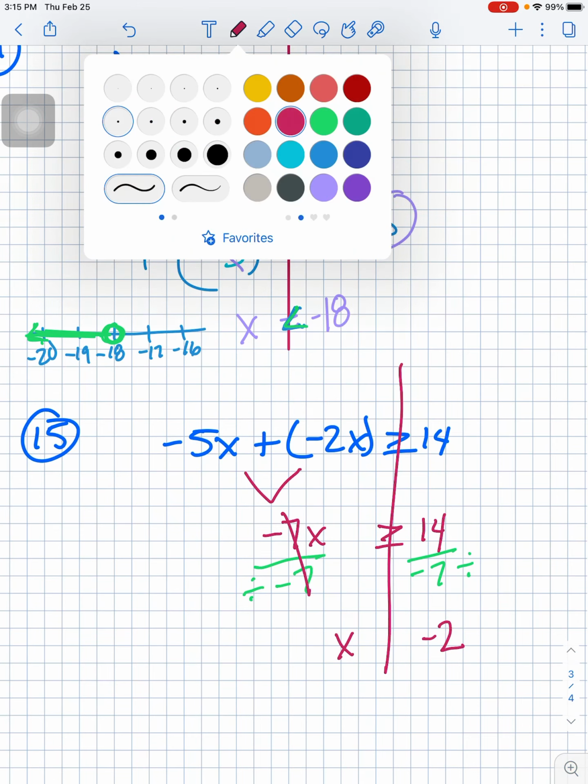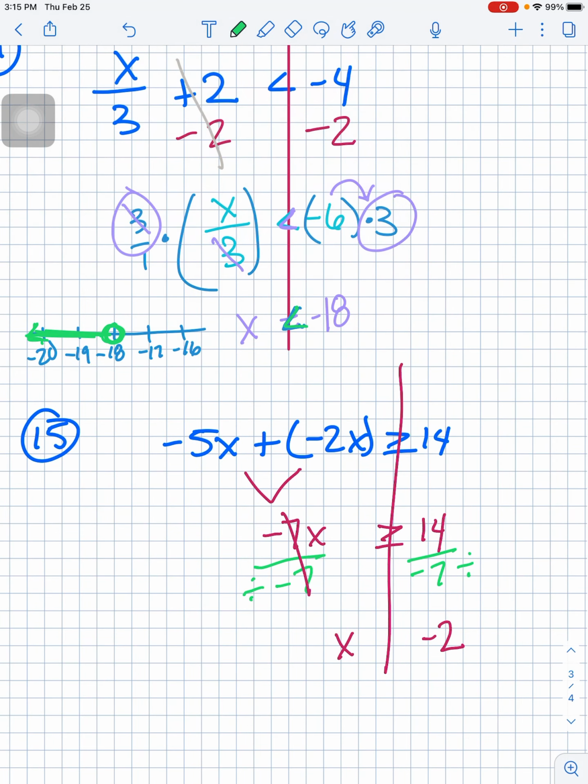And then I have to ask myself, did I multiply or divide by a negative? Yes, I did divide, and I divided by a negative 7, so I need to flip the inequality symbol. I'm going to write golden rule. Golden rule. I'm going to flip the inequality sign, and then I end with x is, look at that, I said I was going to flip it, but I wrote it in the same direction. x is less than or equal to negative 2.